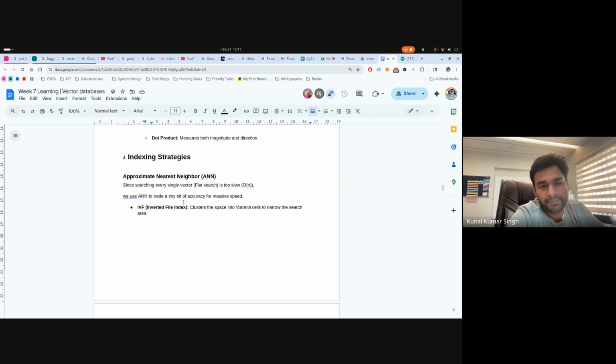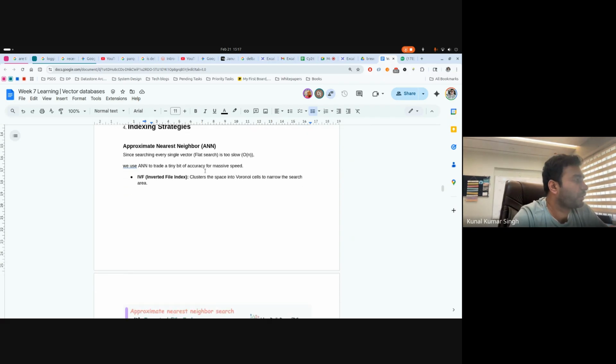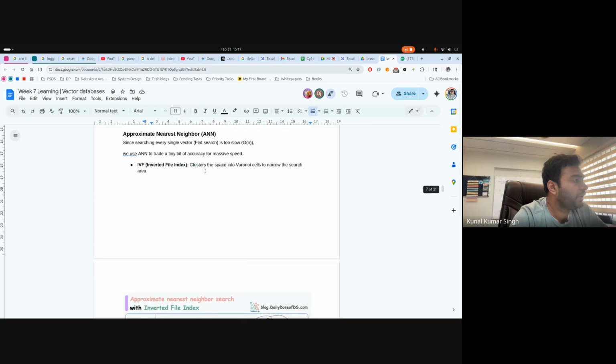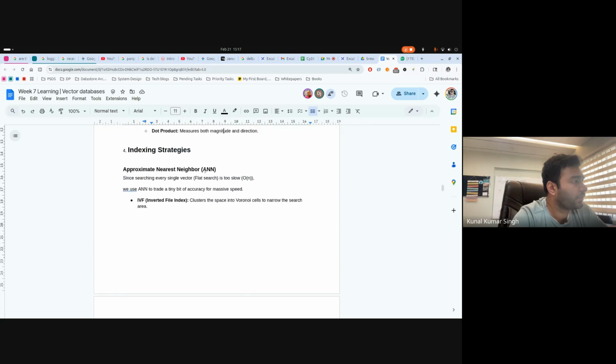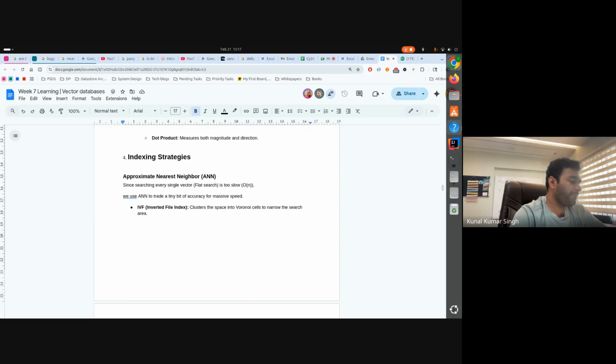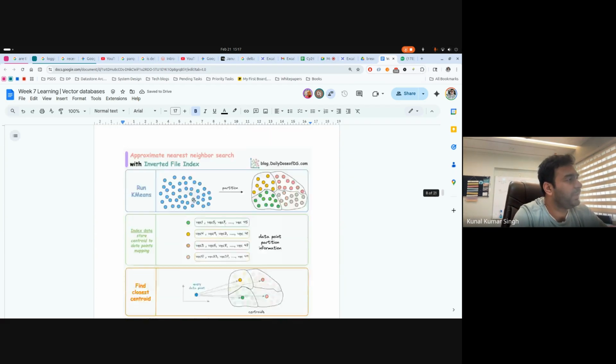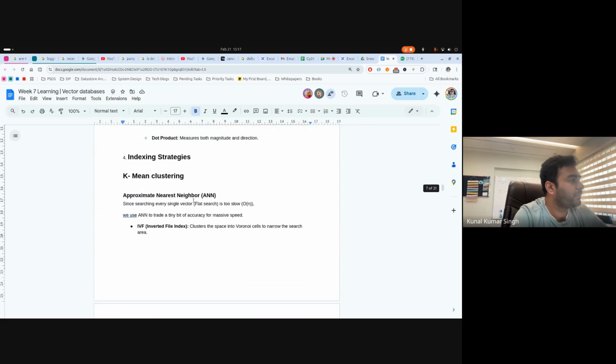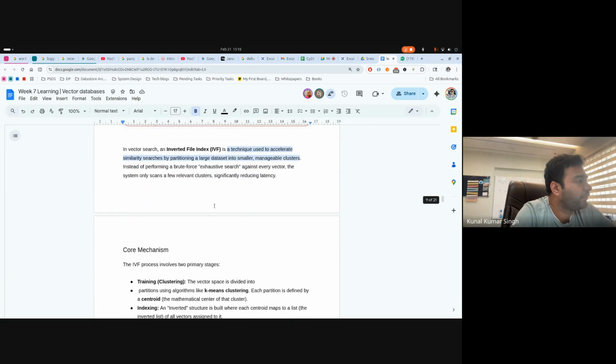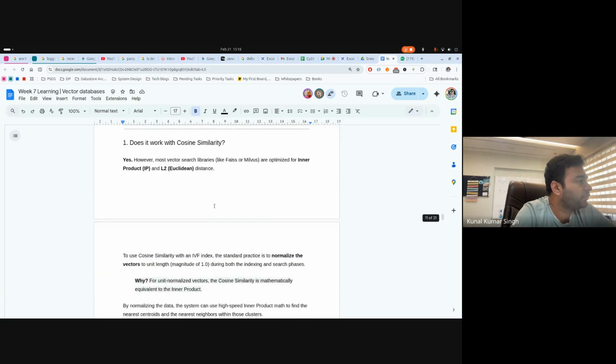Okay. I'll go to the indexing strategies now. So in indexing strategy, one typical indexing strategy could be, let's say you have to index the vectors, right? So maybe if we start with this, it will make more sense.